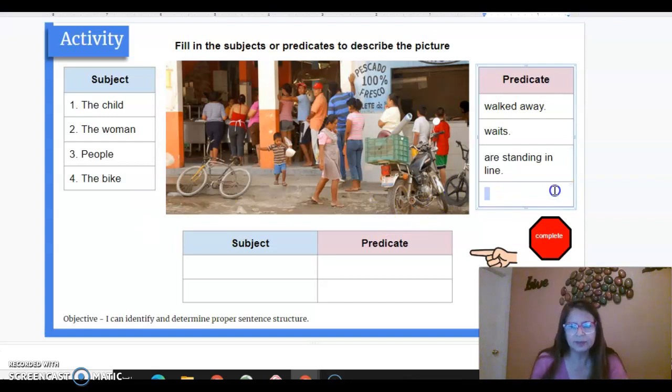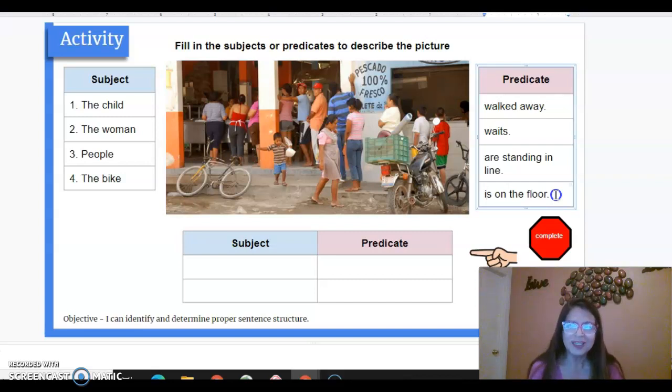Okay, so I'm going to put that right here. The bike is on the floor. Okay, and remember, you might need to go back and change this capital to lowercase. So now let's read the sentence. The bike is on the floor. Yes, that makes sense. So what is our subject? That's right, the bike. What's happening to the bike? It's on the floor. So my complete sentence is, the bike is on the floor.